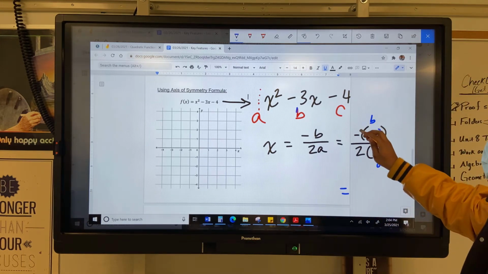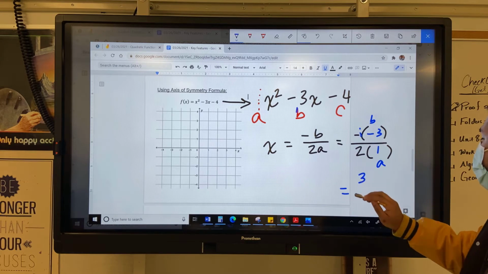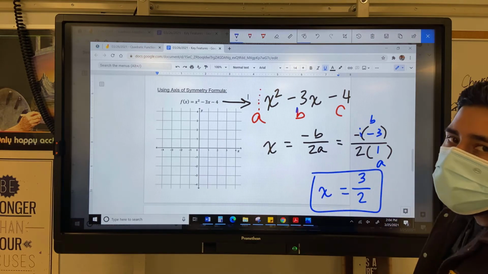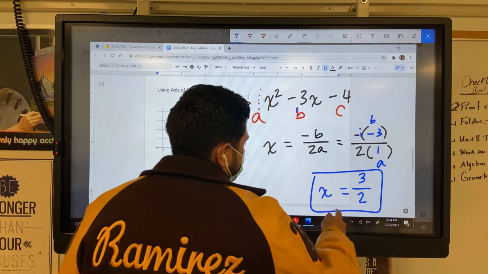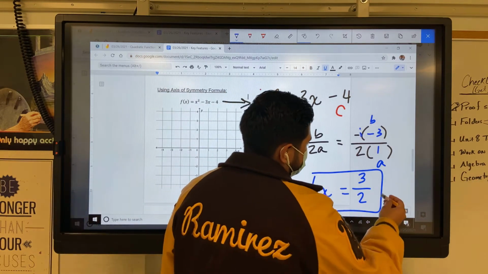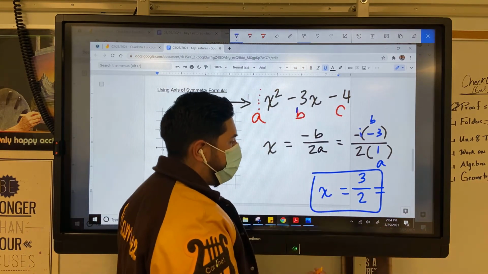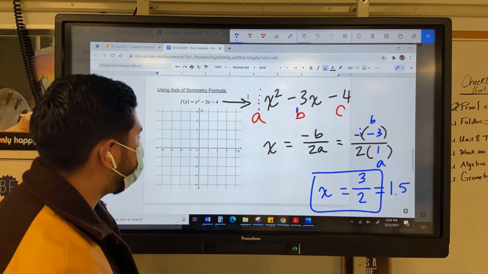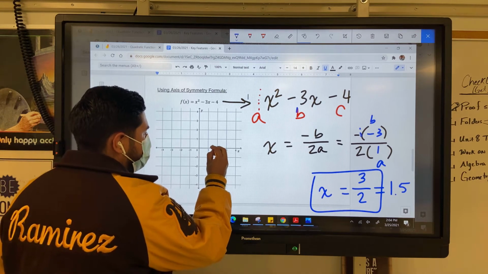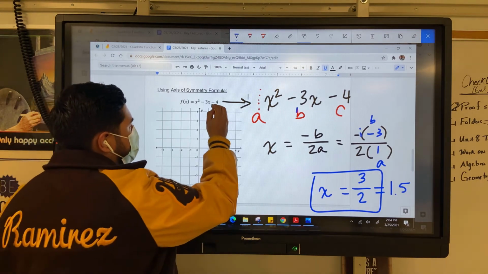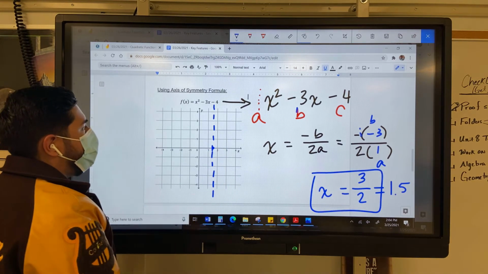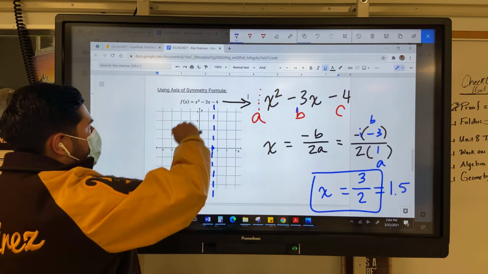-3 times negative imaginary 1. That's +3 over 2 times 1 is 2. So my x is 3 over 2. That becomes a little complicated, but don't worry. X is 3 over 2, if I reduce it, 3 divided by 2 is 1.5. All right, cool. So I go to 1.5 right here on the x. This is my axis of symmetry, so I can draw it. So I know my parabola is going to come through here or backwards, okay?